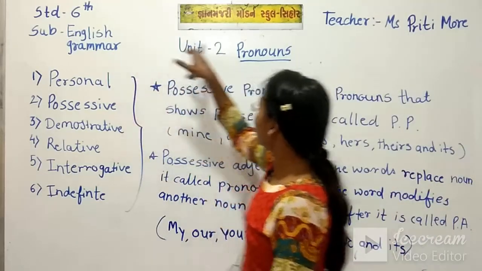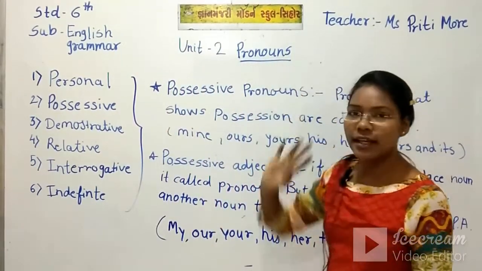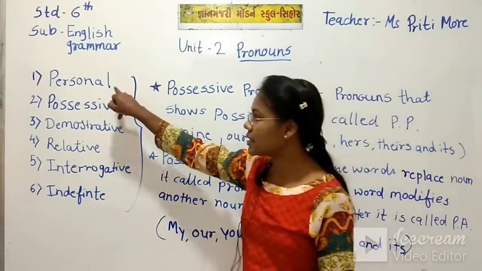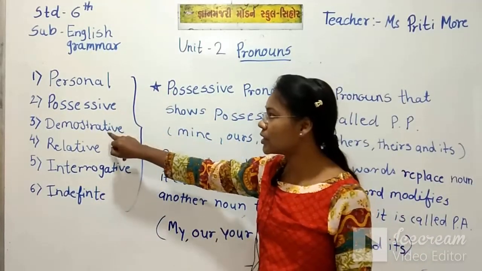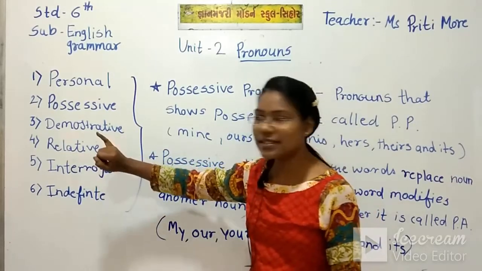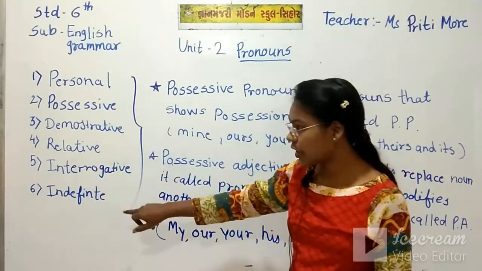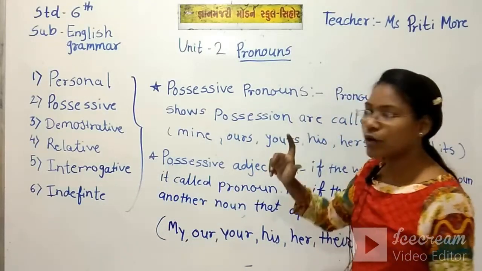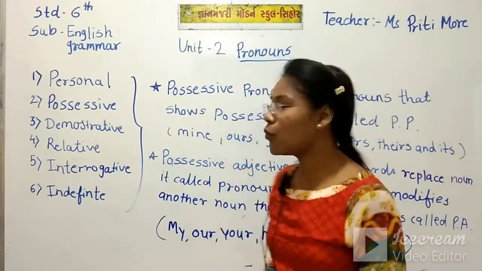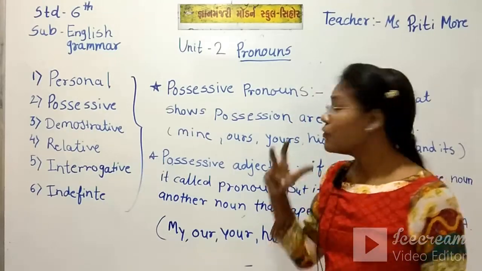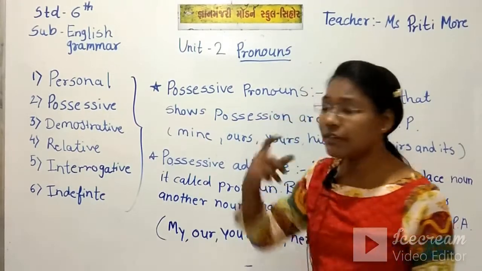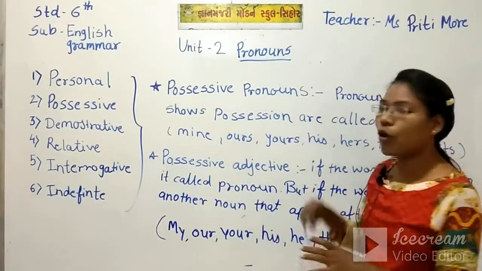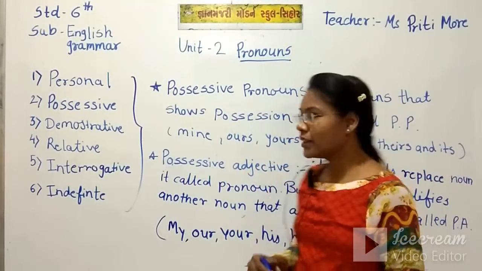The English grammar unit 2, pronouns. There are 6 types of pronoun. First is personal, second is possessive, third is demonstrative, fourth is relative, fifth is interrogative and sixth is indefinite. But actually what is a pronoun? You all know what a pronoun is. We use the pronoun to replace the noun or to avoid the repetition of the noun.